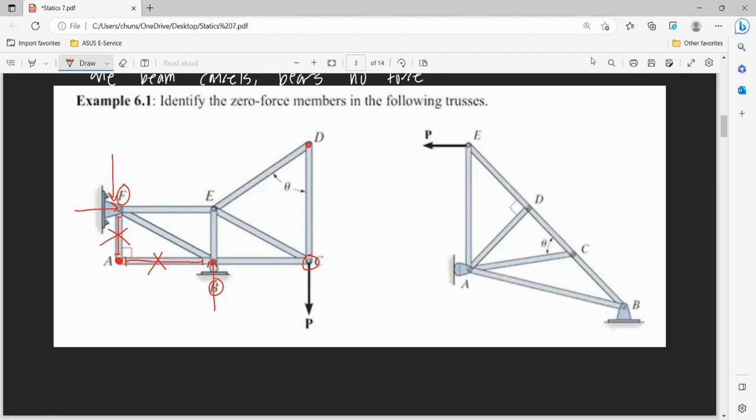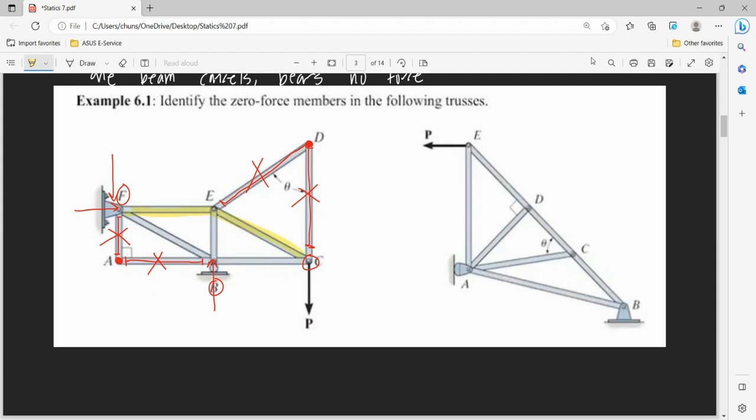Okay, let's check out D. So pin D has 2 beams that are not in the same line, so they're non-collinear. And D does not have any external force on it, so that means that we cancel those 2. And the reason that E and B stays is because we have this force acting on B. So because this is in the same line as where the force is acting, then this member will bear load, will bear force. So we have to keep everything in here.